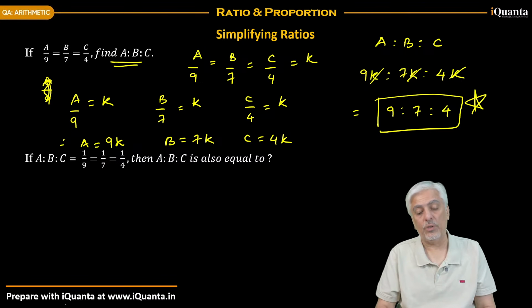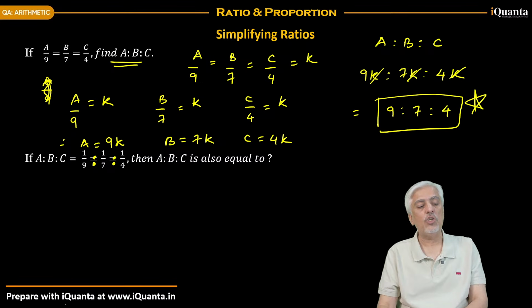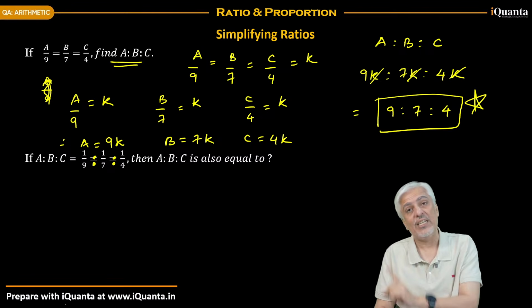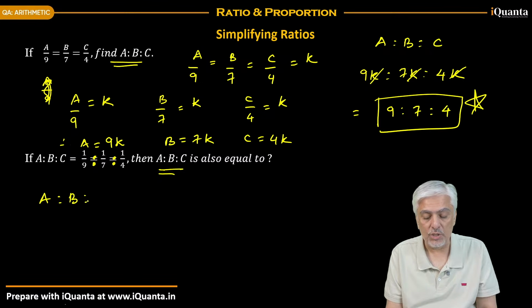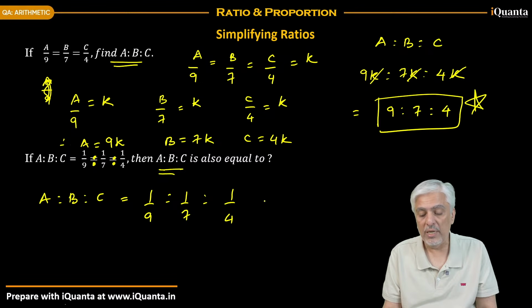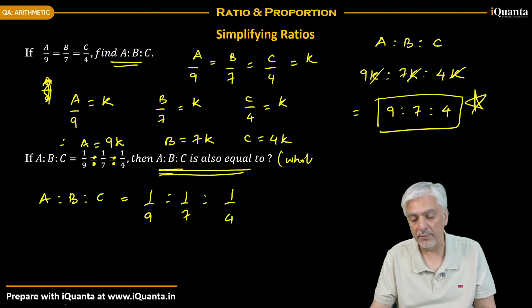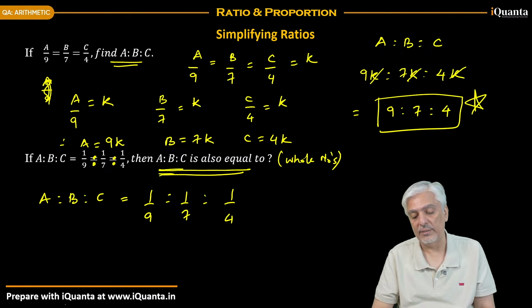The next one is very important. By the way, this is not an equal to sign. This is a ratio sign. That's a typo error. It's 1 upon 9 ratio 1 upon 7 ratio 1 upon 4. So they've already given the ratio. A ratio B ratio C is already a ratio, and they've asked only ratio. Then find A ratio B ratio C in whole numbers.